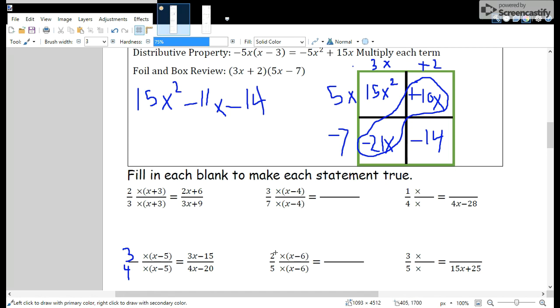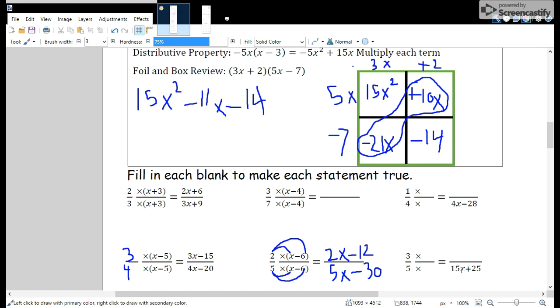2 times x minus 6. Distribute, multiply each term by 2. Be 2x minus 12. Same thing with the 5. Distribute, multiply each term by 5. So we have 5x minus 30. And let's do this one.